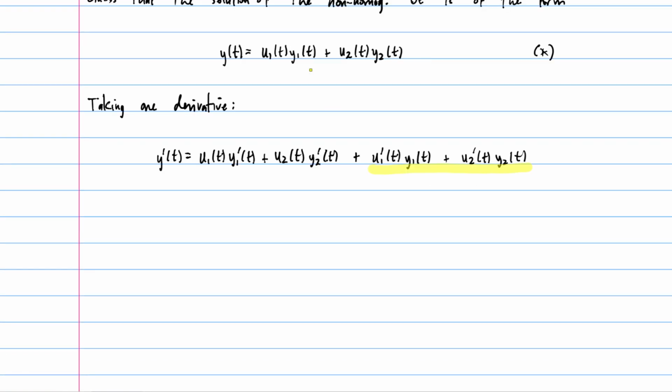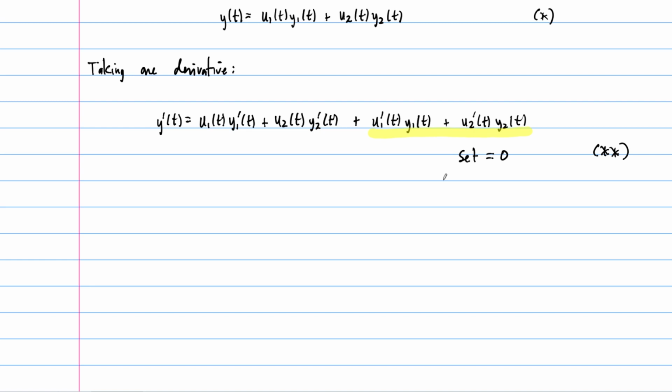So one of the criteria on these functions u1 and u2 we are going to set is that this portion here, u1 prime y1 plus u2 prime y2, must be equal to 0. So this sum right here should be equal to 0. That's going to be, we'll call it equation 2 star. That's going to be one of our equations that's going to help us determine the u1 and u2.